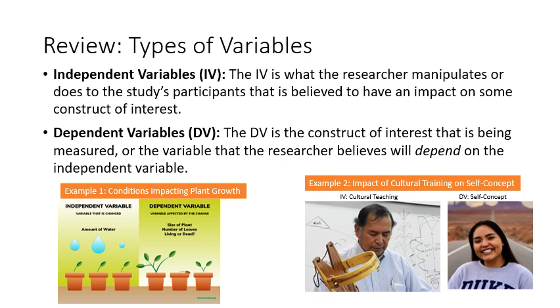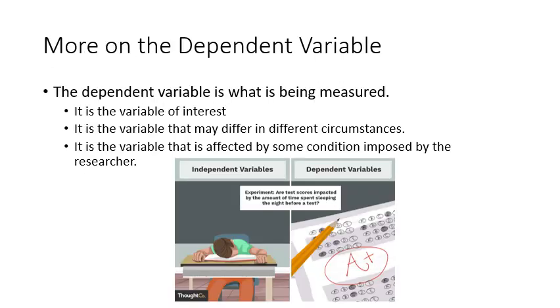And again, we think the dependent variable will depend on the independent variable. So in this case, the DV, the health of the plant, depends on the amount of water. And in this case, the dependent variable, the self-concept, would depend on the cultural teaching. So the dependent variable is what is being measured. It's the variable of interest, something that's important enough that the researcher wants it to change. It's the variable that may differ in different circumstances. So in different conditions, the plant growth differed. And it's the variable that's affected by some condition imposed by the researcher.